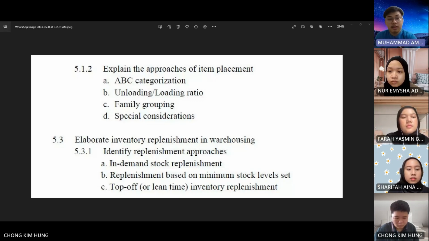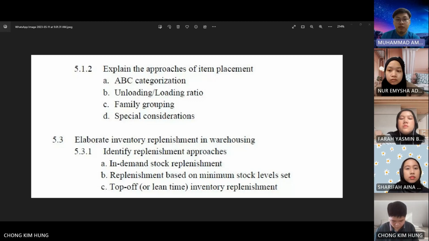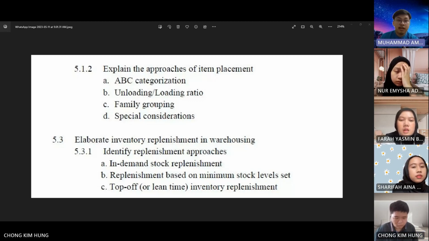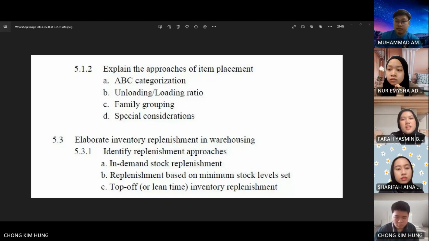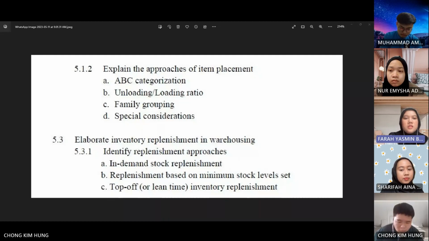So today we want to discuss chapter 5, which is to explain the approaches of item placement. The first one is ABC categorization. So what is ABC categorization?